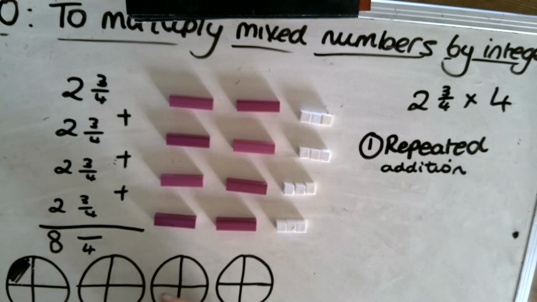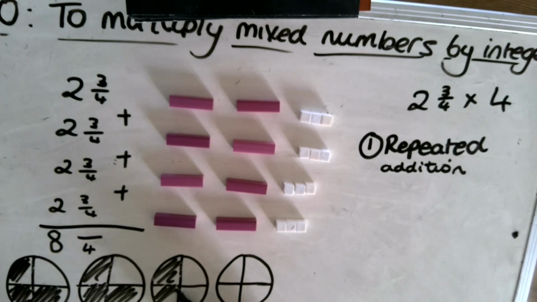So if I, oh, the lid fell off. If I draw 3/4 4 times, if I do this really quickly, you can then see I have 3/4 4 times, and then you can count the quarters. 1, 2, 3, 4, 5, 6, 7, 8, 9, 10, 11, 12. So I have an answer of 8 and 12 quarters.